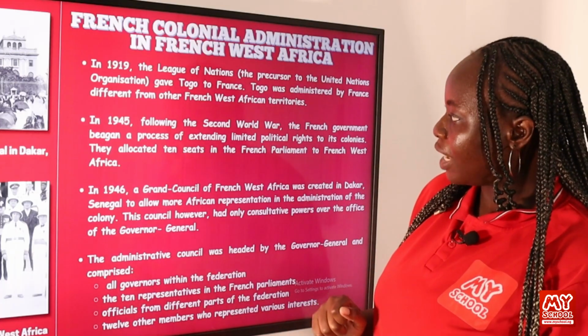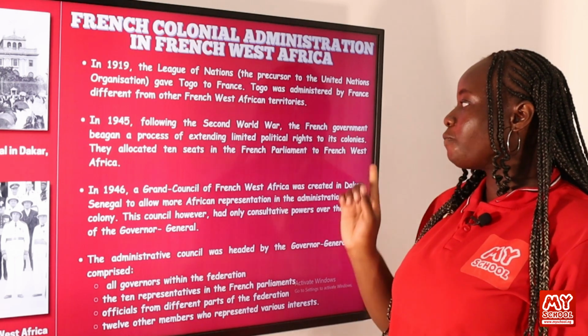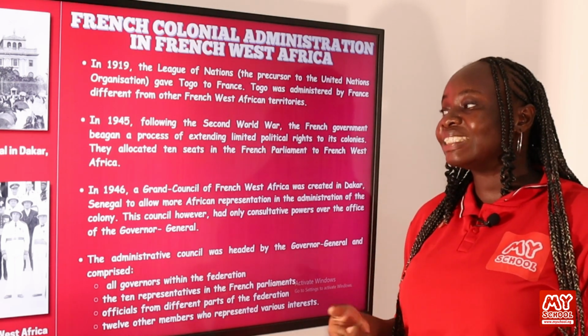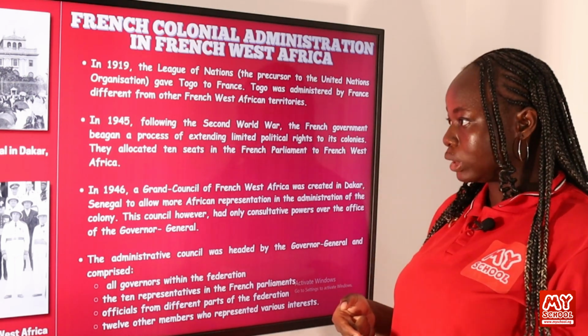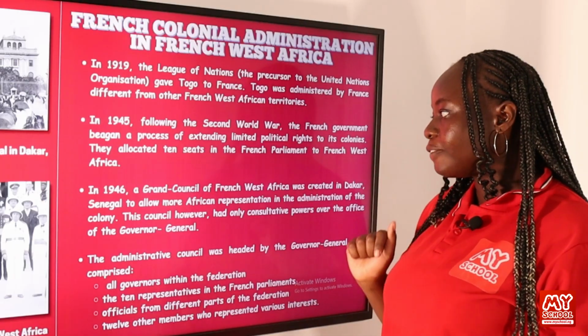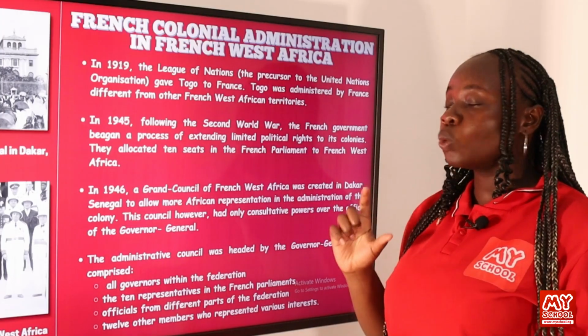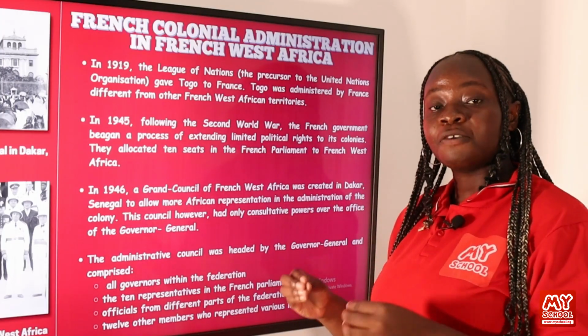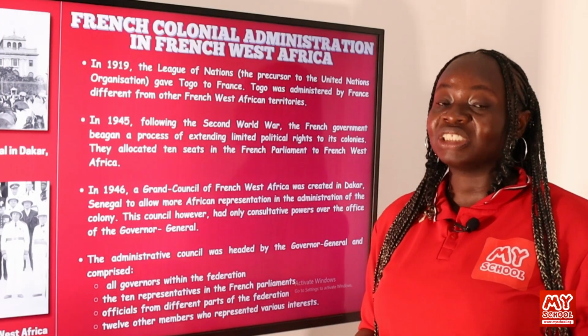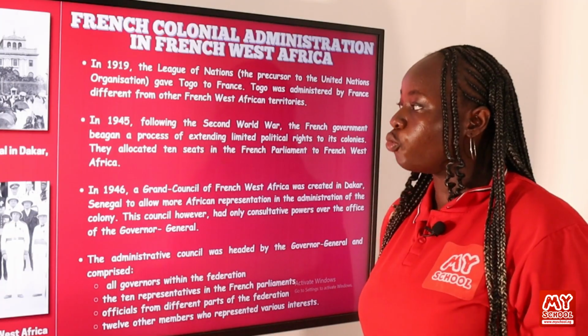In 1945, following the Second World War, the French government began a process of extending limited political rights to its colonies. They allocated 10 seats in the French Parliament to French West Africa. So this is very important. The Second World War played a very important role in French administration in the African territories and in other territories they acquired all over the world.